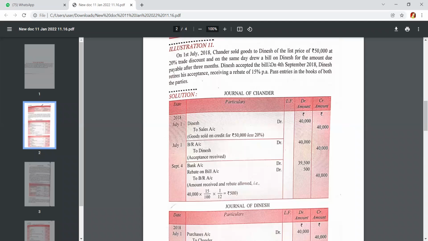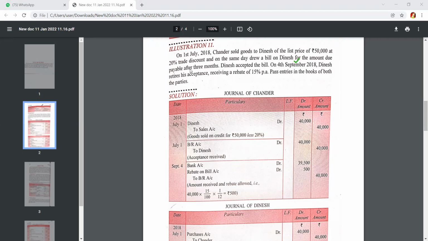If we look at the second last line, on 4th September 2018, Dinesh retired his acceptance, receiving a rebate of 15%. I'm just opening the annotation and marking it. Please see, it is very much necessary to highlight the date, 4th September, on which the bill is to be paid.